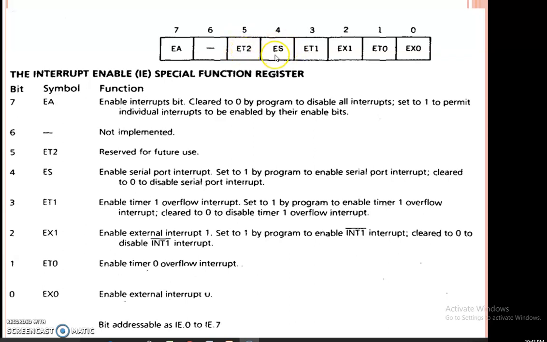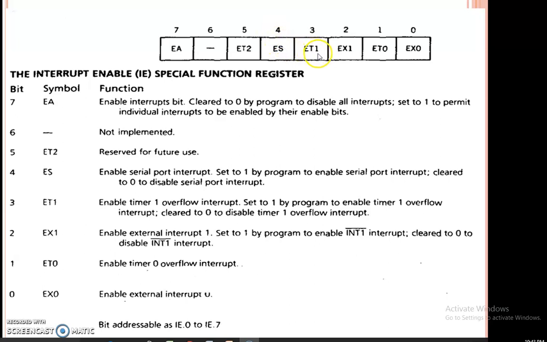And the next bit is ES. ES means enable serial. You can use this bit to enable or disable the serial communication interrupt, nothing but TI or RI. ES means enable serial communication interrupt. If it is 1, you are enabling the interrupt. If it is 0, you are disabling the interrupt. If you keep ES equal to 1, the 8051 microcontroller can receive the serial communication interrupt.